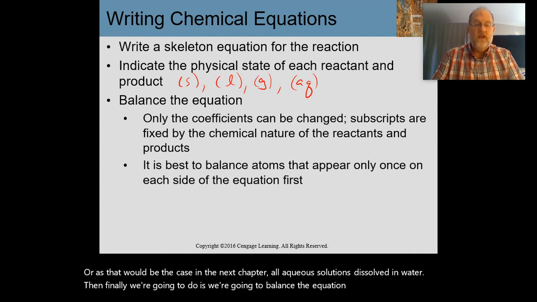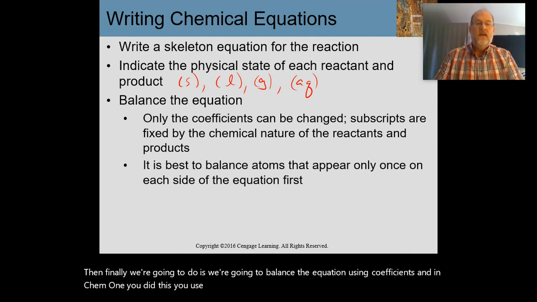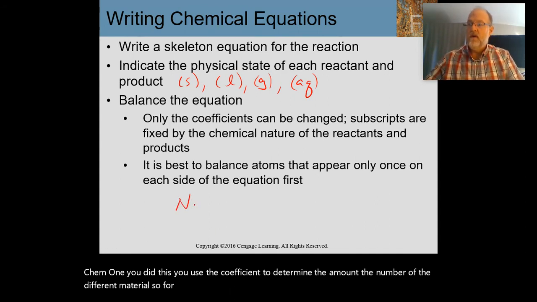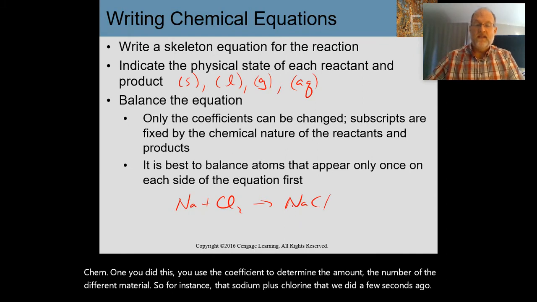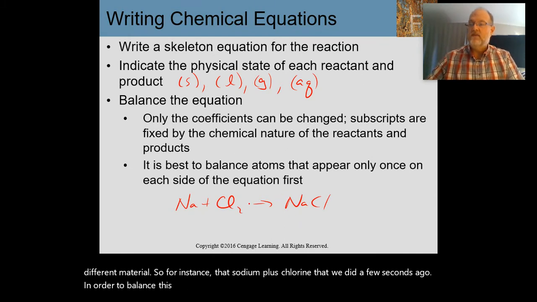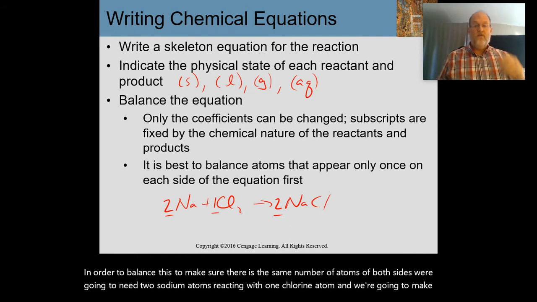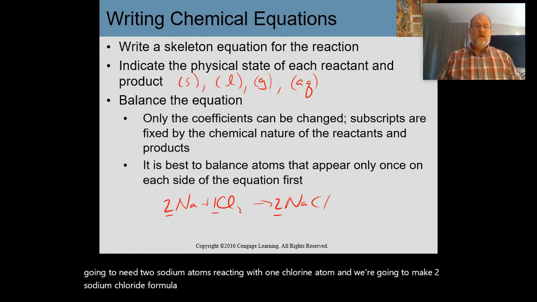And in Chem 1, you did this. You used the coefficients to determine the number of the different materials. So for instance, that sodium plus chlorine that we did a few seconds ago, in order to balance this, to make sure there's the same number of atoms on both sides, we're going to need 2 sodium atoms reacting with 1 chlorine molecule, and we're going to make 2 sodium chloride formula units. So let's look at this.